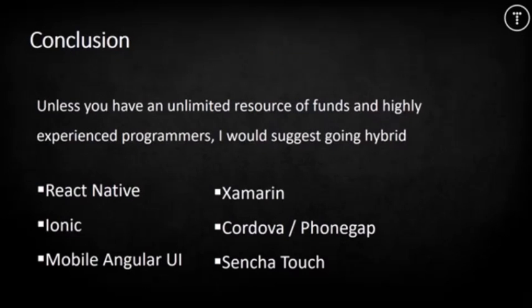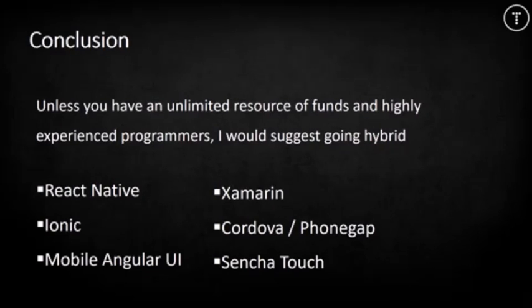So what's the conclusion? I would say that unless you have an unlimited source of funds and highly skilled programmers in Java and Swift, I do think hybrid or web-based native is the way to go. So here are some of the frameworks that can be used to create mobile apps with only knowledge of technologies like HTML, CSS, JavaScript, JSX. Now React Native and Xamarin are almost in a league of their own, because they do in fact create native apps, and any web developer that knows React can actually use React Native.